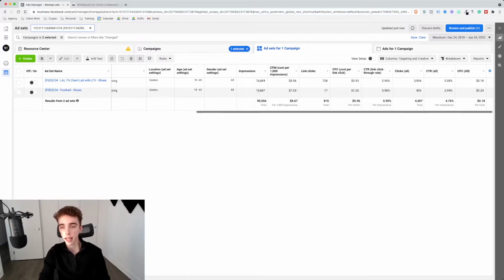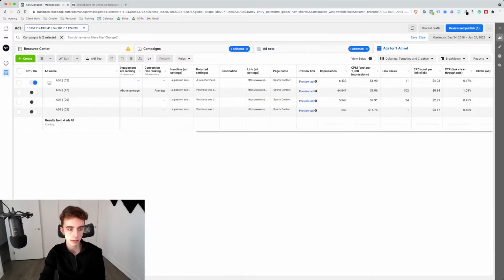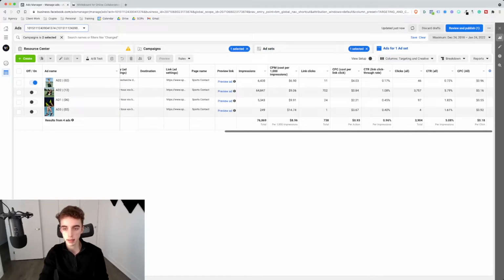And the second thing you look at is your click-through rate. Is your click-through rate good or not? Right now, looking at these two ad sets here, it's 0.96 and 0.56. We're going to go to the ad specific level right now to see how that looks. If we take a look at that specific ad set right here and all of these ads, you have very different click-through rates depending on the different ads.